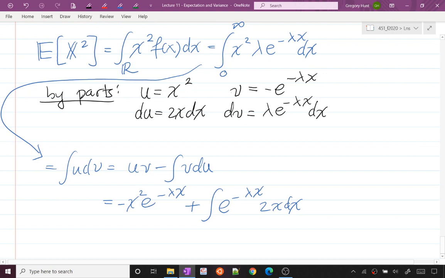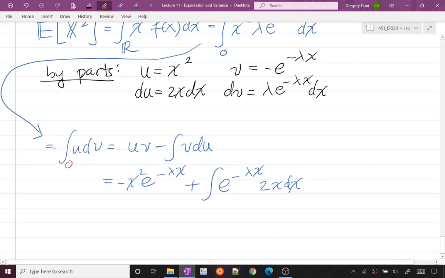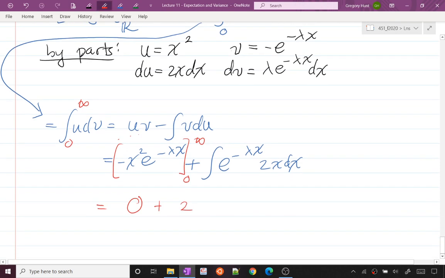Okay. So let's add in some limits now. This is evaluated from 0 to infinity. And by the same argument as we had last time, this whole thing is going to be 0. At 0, it's clearly 0 times whatever, which is 0. And at infinity, again, the exponential term dominates, and the whole thing goes to 0. This leaves us with the following integral. I'm going to factor out that 2, and the integral is then x e to the negative lambda x dx.